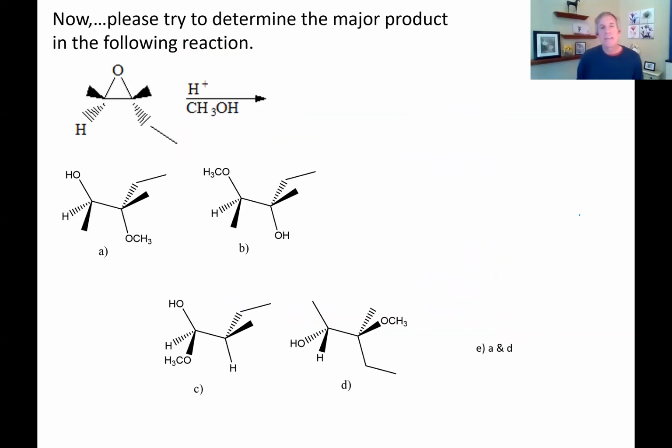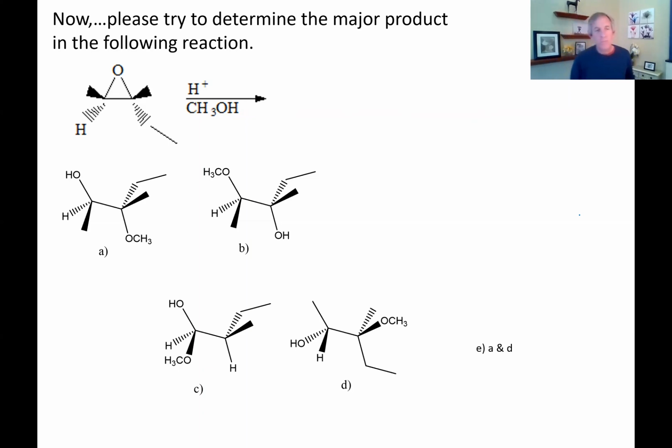All right, again, let's practice, practice, practice. Let's play with this one. Try to determine the major product in this reaction and see if you get the same answer I do. Ready? 5, 4, 3, 2, 1.